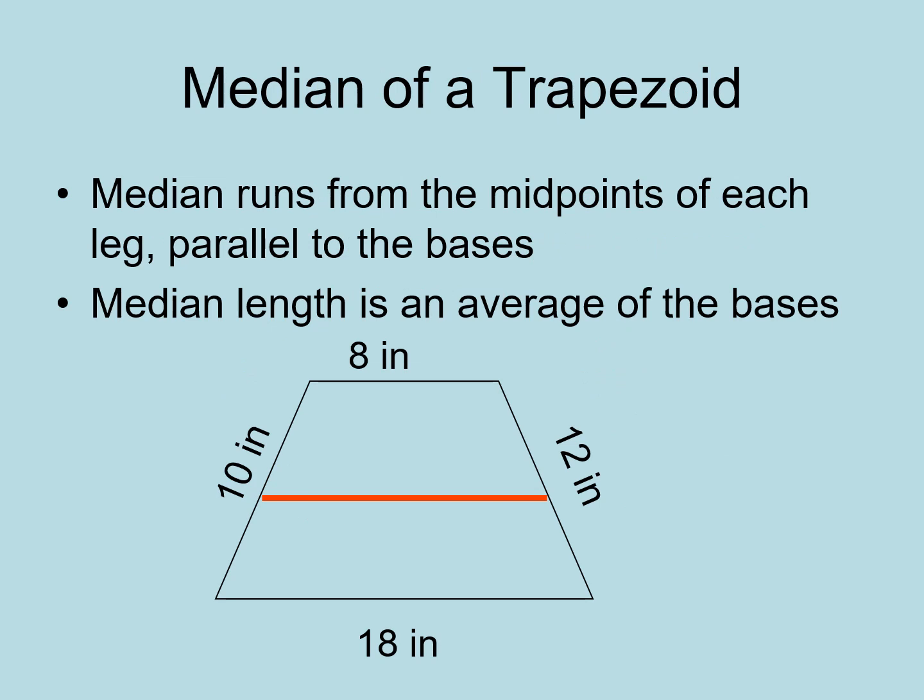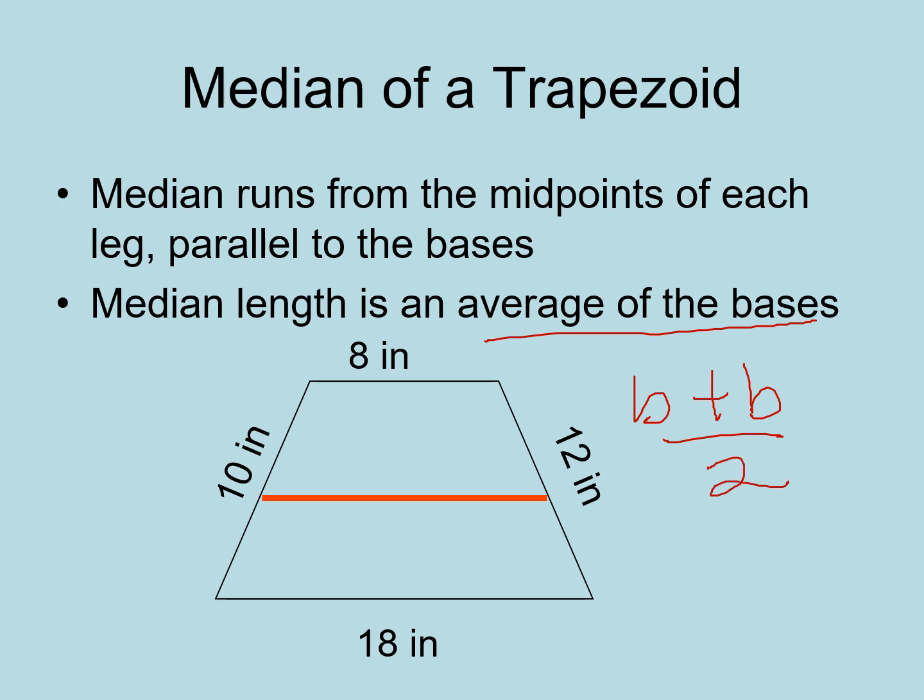Okay, median of a trapezoid, the median's the middle. So the median is that segment going across there. It's parallel to the bases, and it's an average of the two bases. So you're going to add up the bases and then divide it by 2. It's an average, just like you would take an average.